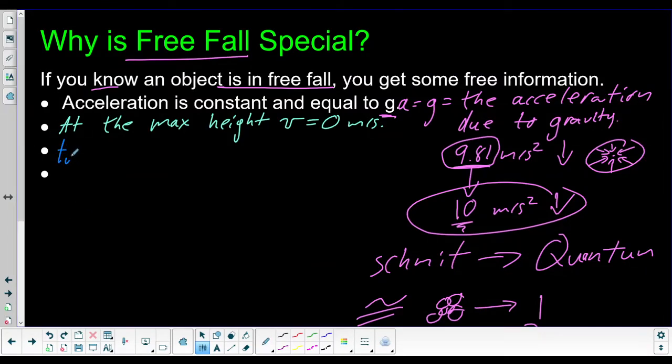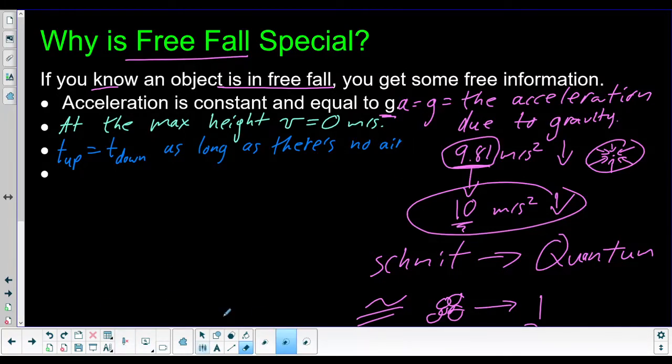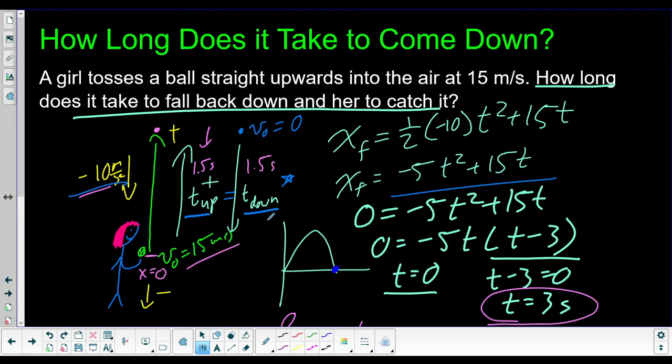Time up equals time down as long as there's no air resistance. Oops, air doesn't have an E. Cool. Super nice. This is very handy. You're welcome. All right, now let's answer this question.